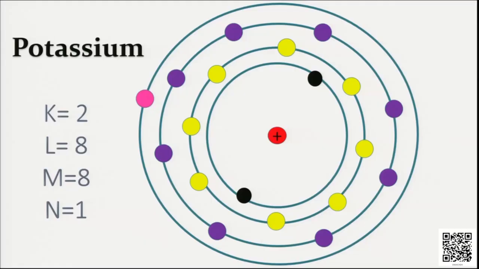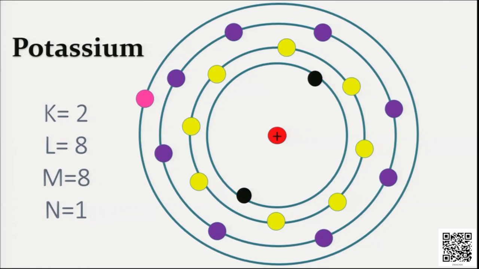Coming to the next example, and the crucial example, potassium. If you look at potassium, the distribution, as you can see, K is having 2, L is having 8, M is 8, N is equal to 1. One question that arises in our mind here is: why does M contain 8?